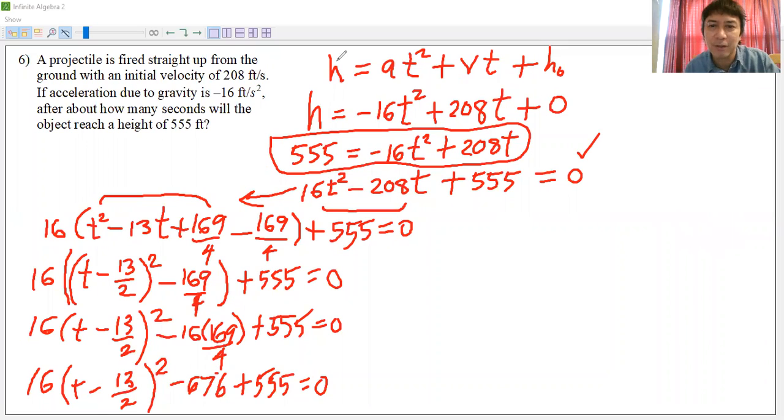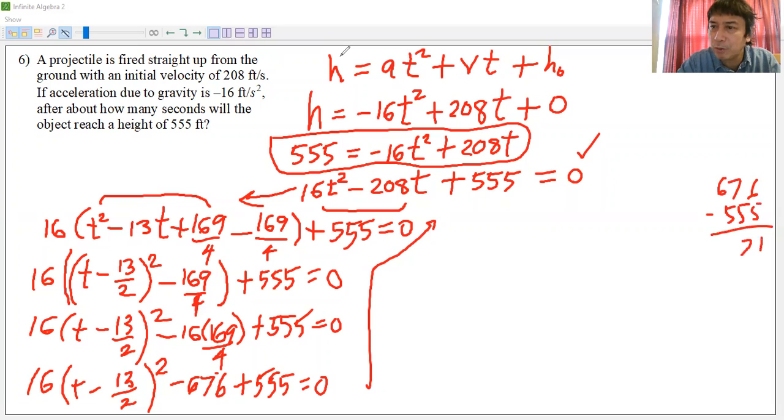All right, let's continue. Let's remove that writing there. Okay, we're going to have the difference of 676 and 555. That will be 121. So for a while, that will be negative. Okay, so we will continue here. 16 times t minus 13 over 2 squared. And we have here negative 121 equals 0 there.